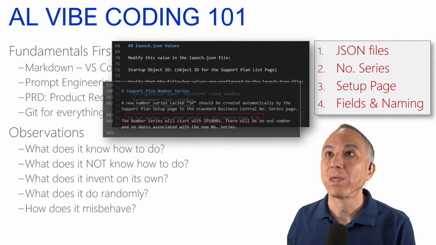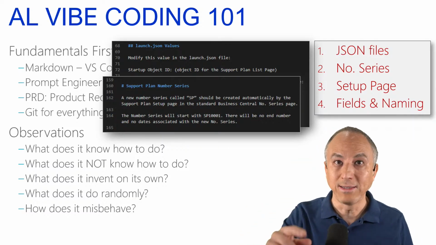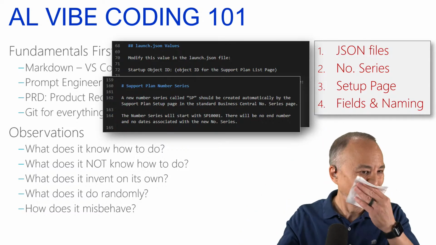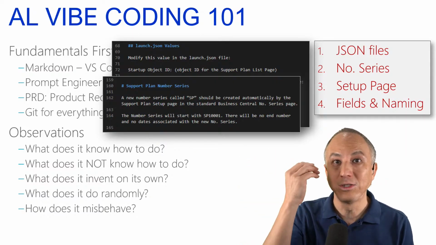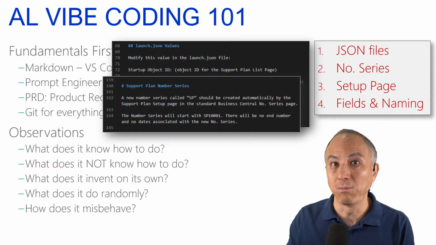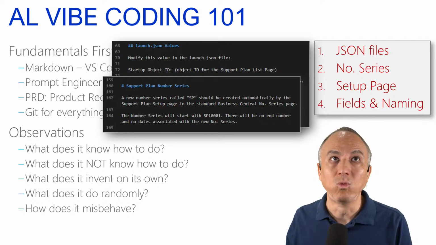And number series. So I had to explicitly tell it, create this number series. Here's the prefix. Here's how you should set it up. Here's where you should specify it on the setup page. And here's how it should be used on this card page. Without that, it's just roll the dice. It was completely random results.